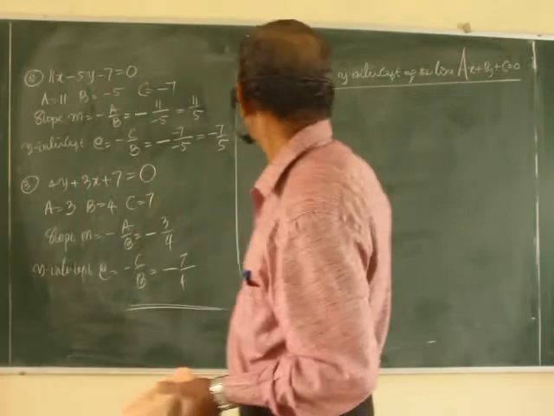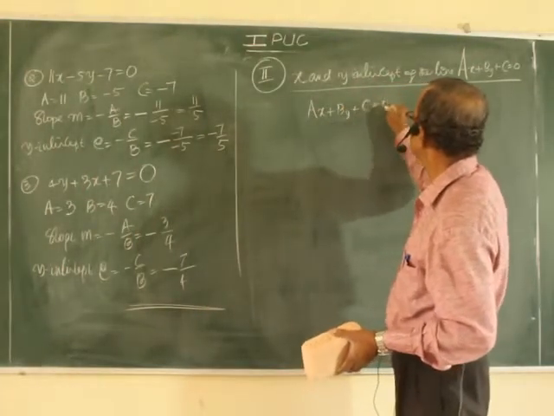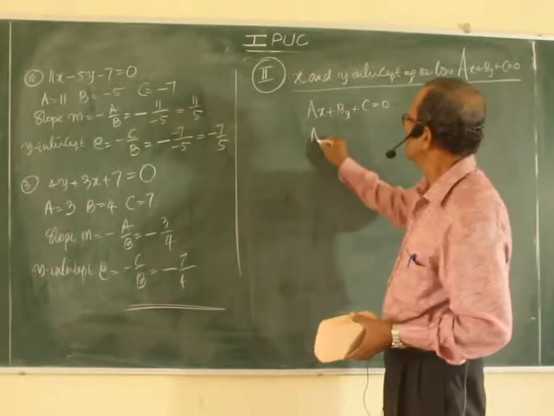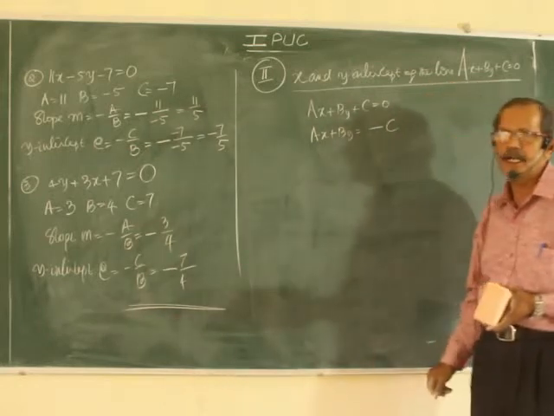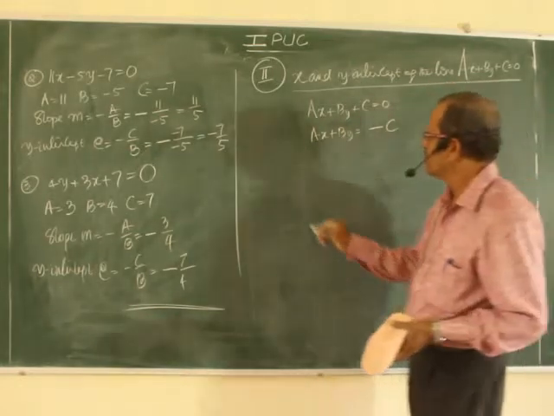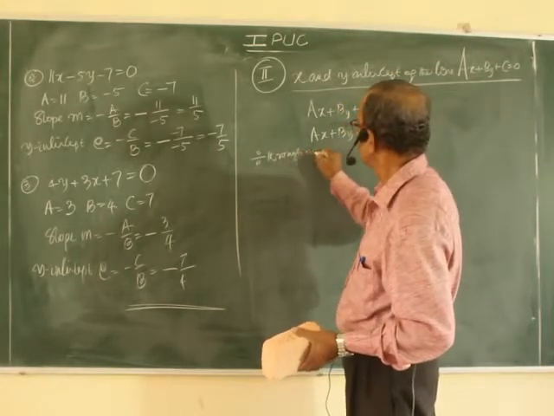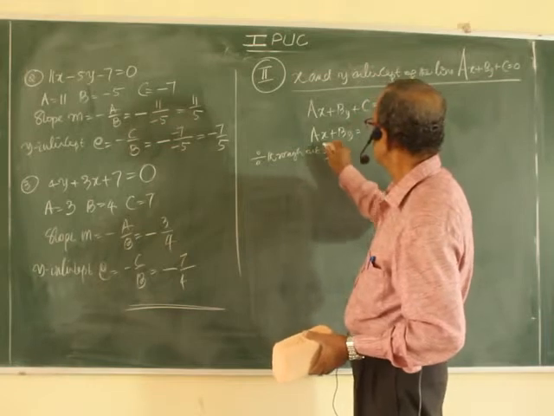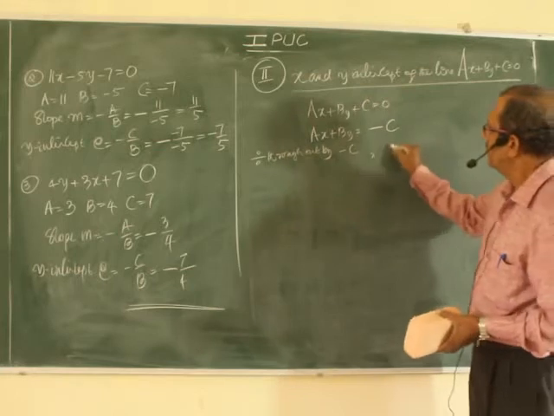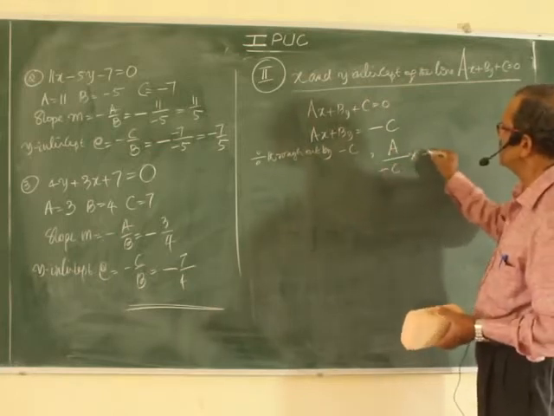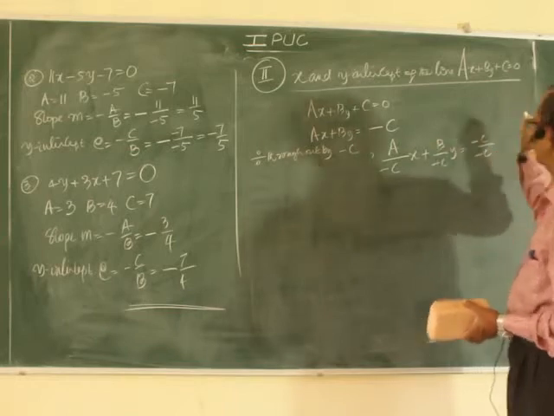So the equation is once again ax plus by plus c equal to 0. ax plus by equal to minus c, take that c to the other side. Divide throughout by minus c. What you get? a by minus c x plus b by minus c y equals minus c by minus c.